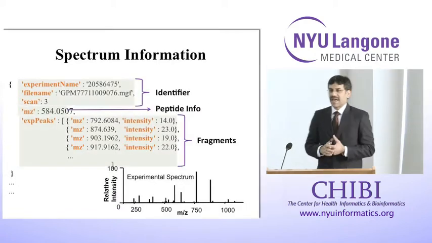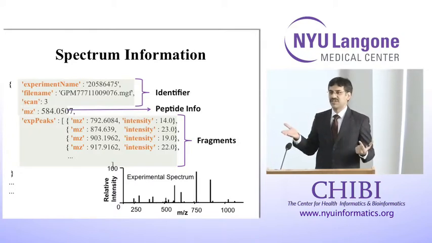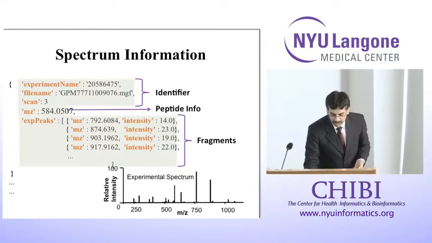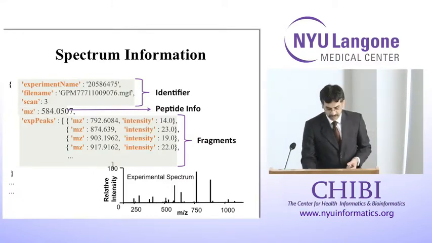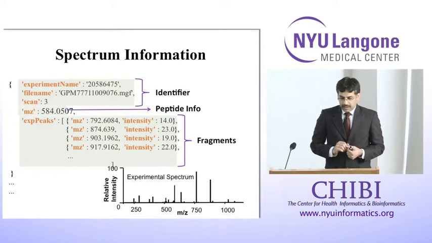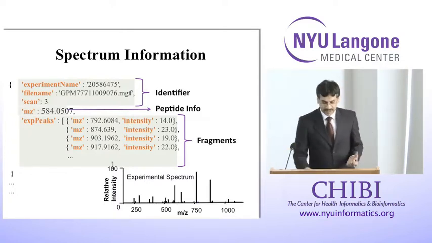And we also have a bunch of peaks. These are basically just m/z intensity values, and they correspond to all these different peaks that we observe in the spectrum. Okay, so that's an important piece of information. Now, the next step is to identify what peptides generated the spectrum.